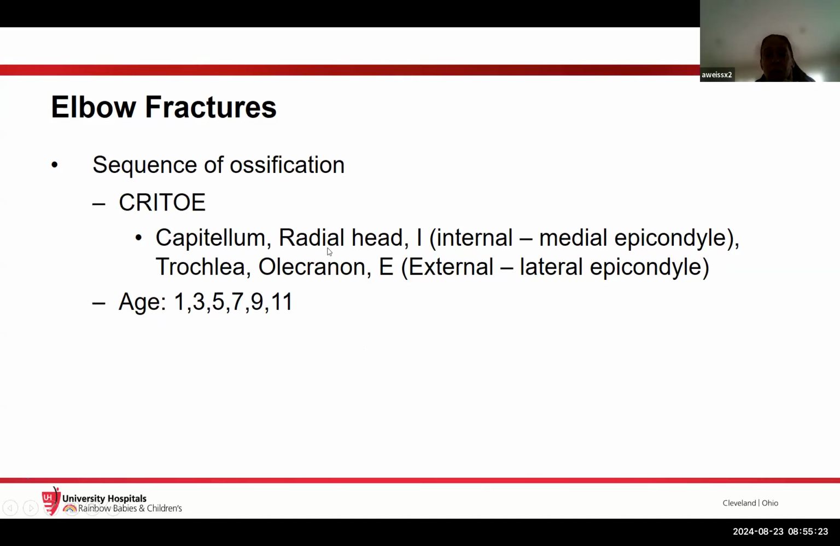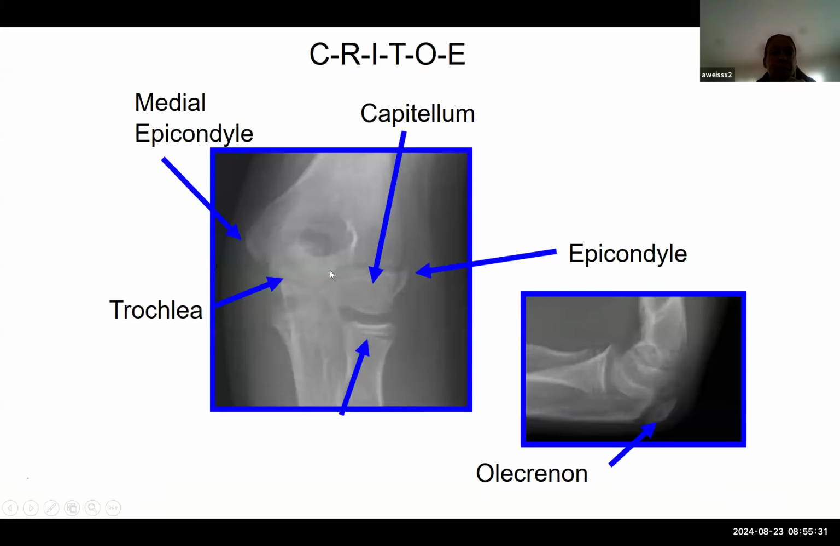But if you are seeing an olecranon growth plate ossified, but not the radial head, then this is a fracture of the olecranon. And again, these are just the pictures, obviously. Medial epicondyle, capitellum, lateral epicondyle, radial head, and trochlea, and then the olecranon on the side.